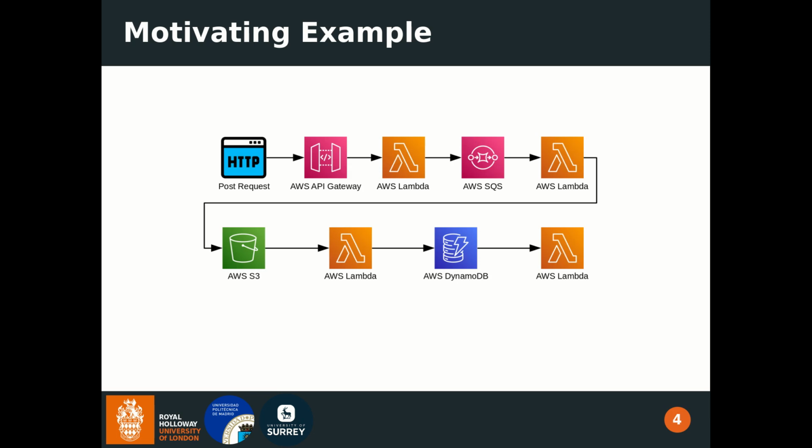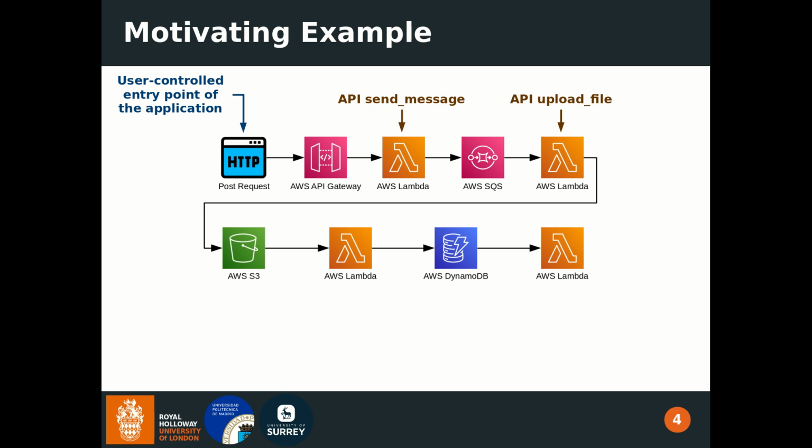To better illustrate our challenges, let's consider a motivating example. This simple application has a user-controlled entry point, the HTTP POST request, which triggers the execution of four lambda handlers. The first is triggered by the HTTP POST request itself, and it sends a message to a queue. As a consequence of this, the SQS service executes the consumer handler, which calls the API upload file.